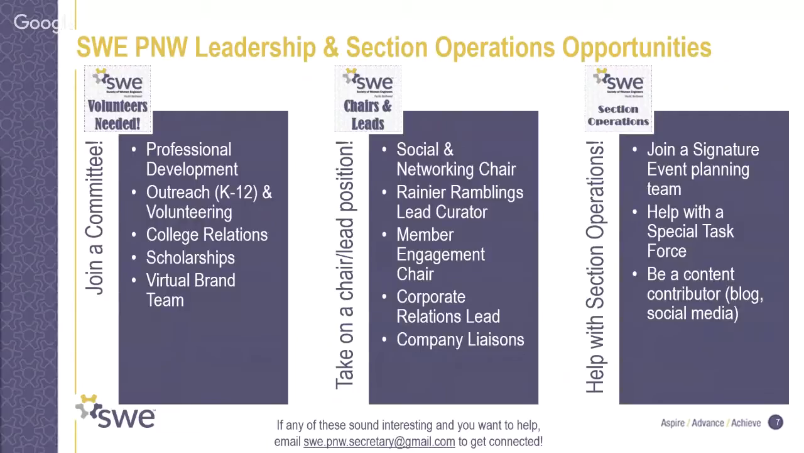The second pillar box, in the middle, is focused on chairs and leads. If you're interested in taking a bigger role, there are opportunities to do that as well. You've got your social and networking chair, which is an actual chair or lead role in the section. The Rainier Ramblings lead curator, which focuses on the different types of books and things that we're reading. Member engagement chair, corporate relations lead, and company liaisons.